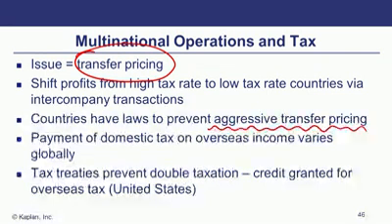Payment of domestic tax on overseas income will vary globally, absolutely it does, but tax treaties prevent double taxation. Now the idea therefore is if I'm a UK company, not only do I get taxed on my UK earnings, but I get taxed on my global earnings as well. So let's say I've got a US subsidiary, I'm going to get taxed on my global earnings as well. Problem is that US subsidiary is being taxed in the US as well. So a double taxation treaty will essentially offset some of this tax.